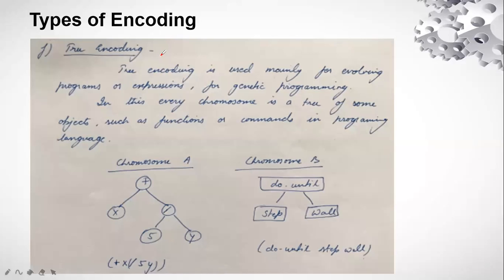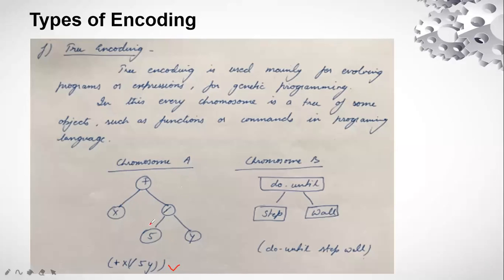Tree encoding is mainly used for evolving the problems or expressions for genetic programming, right? Whenever we represent the object or the functions in a programming language, let's say we are defining a loop, a do while loop. So we are defining do until step this and while define. That can be represented as a tree, and then it will be branched forward. Here we can see that this particular expression is defined in the tree format, right?